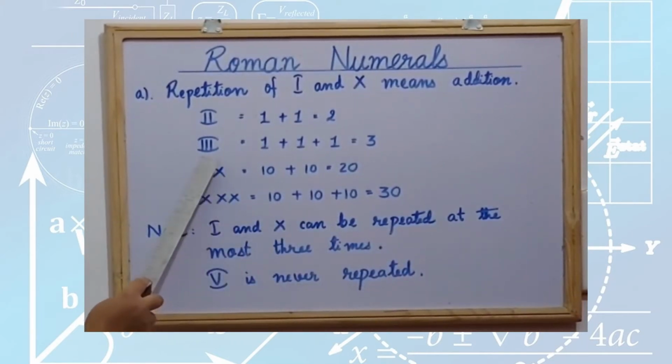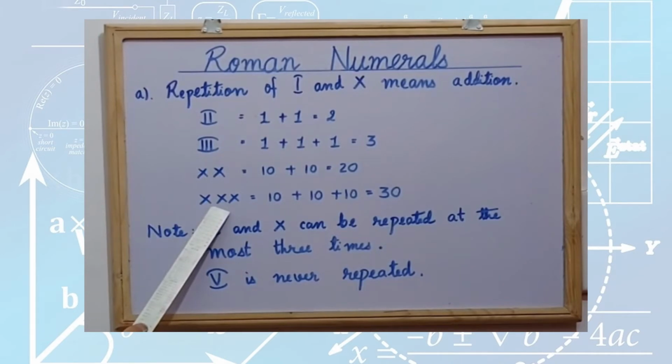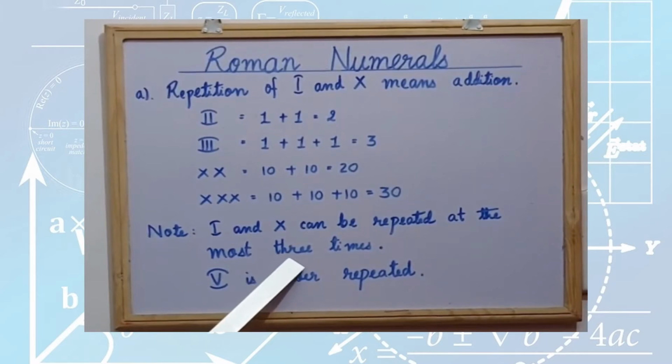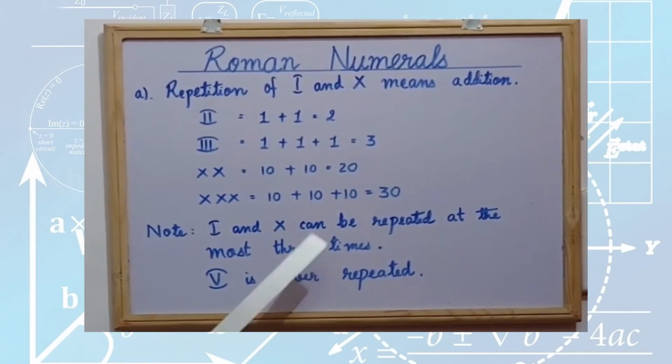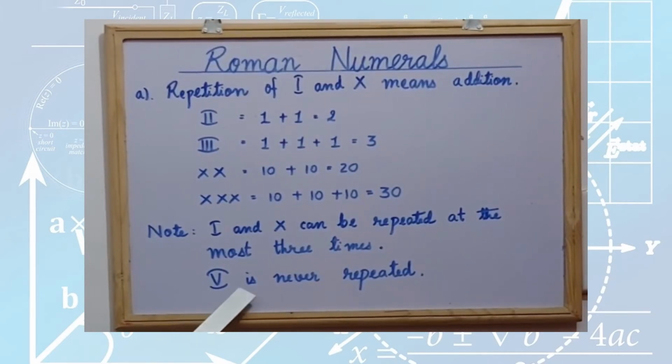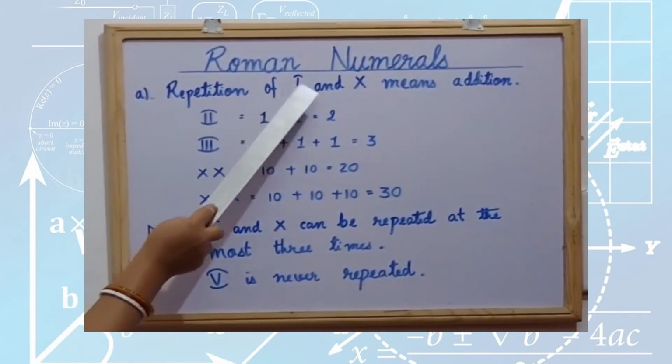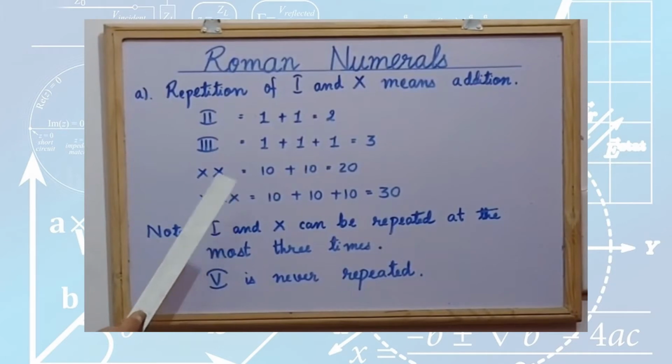So here we have repeated 3 times. We cannot repeat it 4 times. We cannot write 40 as XXXX. That will be wrong. So you need to remember that 3 is the maximum limit. And one thing also we have to remember is that V is never repeated. Children, we can repeat I and X for 3 times, but V, we cannot repeat it.